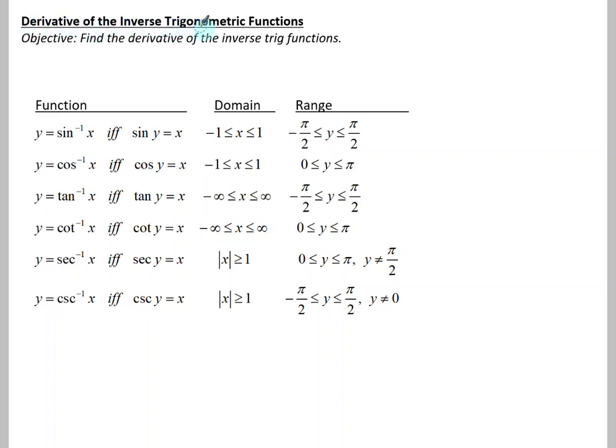Derivative of the inverse trigonometric functions. Our objective is to find the derivative of the inverse trig functions. Let's start by reminding ourselves of some characteristics of inverse trig functions.